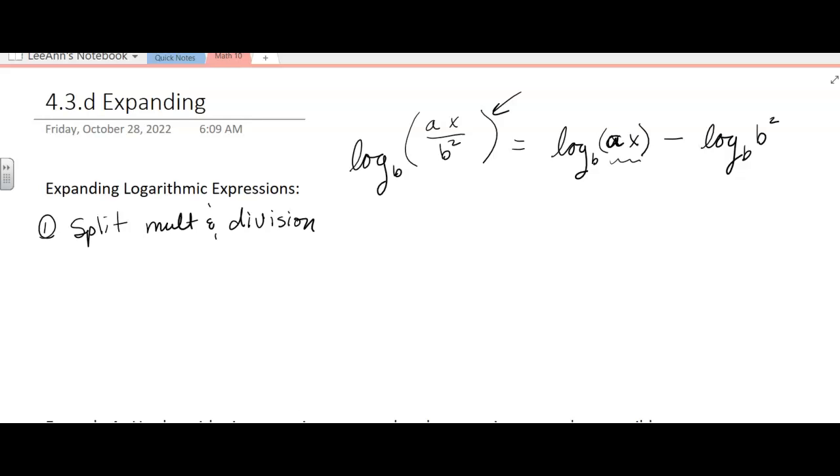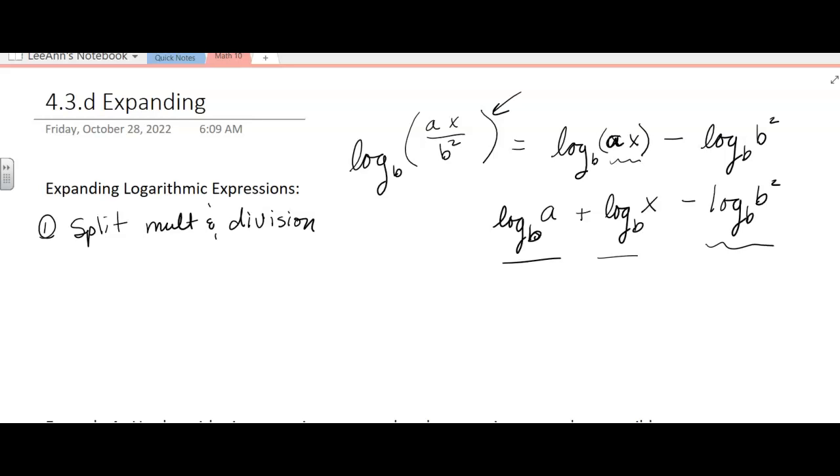Then split up the multiplication here. So you're going to have log base b of a plus log base b of x minus log base b of b squared. Now, that splits it up into individual logarithms except for the exponents. So the exponents you have to deal with. Normally we bring them down in front, but the exponent here is 1, the exponent here is 1, and we have a property for that one.